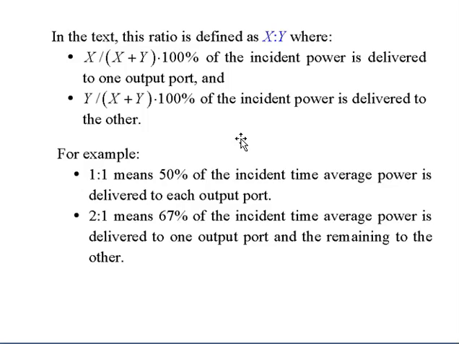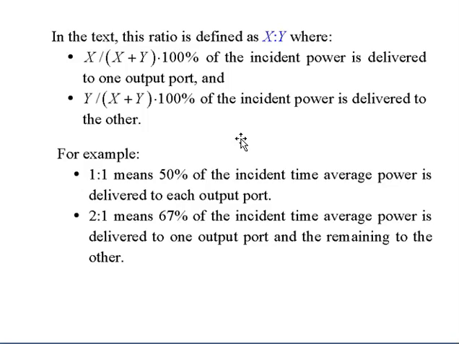So in the text, this ratio is defined as x to y. The first one is when you have x over x plus y times 100% of the incident power delivered to one output port. Or you can have y over x plus y times 100% of the incident power delivered to the other.